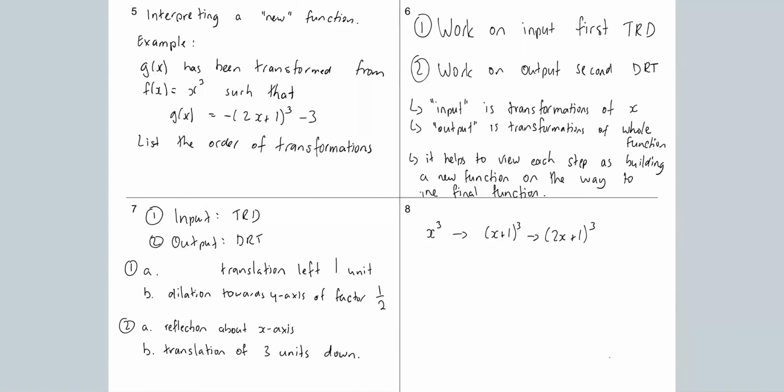And then for my outputs, I've got a reflection about the x-axis. So that becomes negative 2x plus 1 all cubed. That's the new function. And then a translation of 3 units down. So it's negative 2x plus 1 all cubed minus 3, because the whole of the function has had minus 3 applied to it. So you can see I did get there.